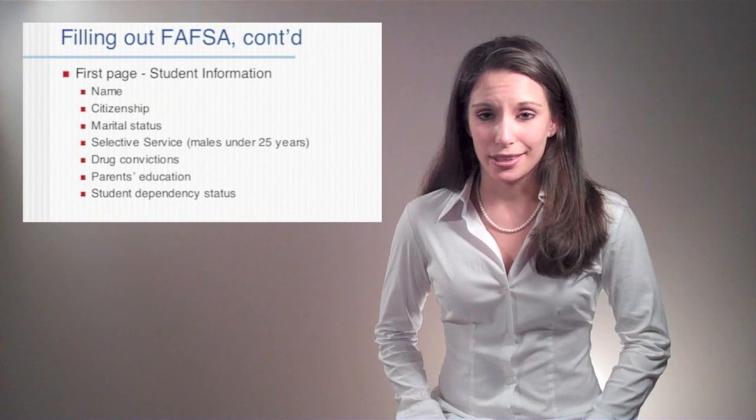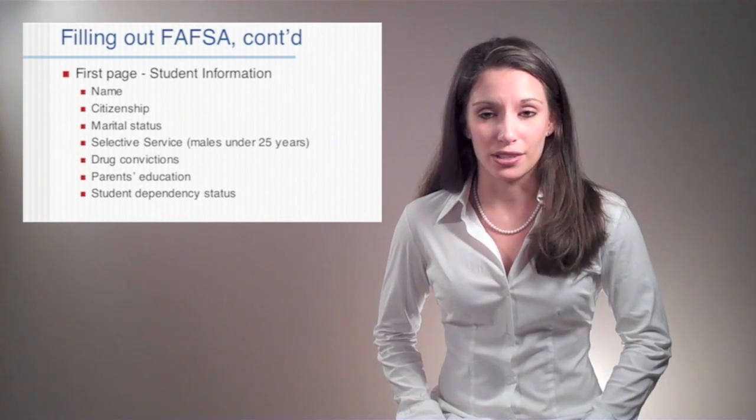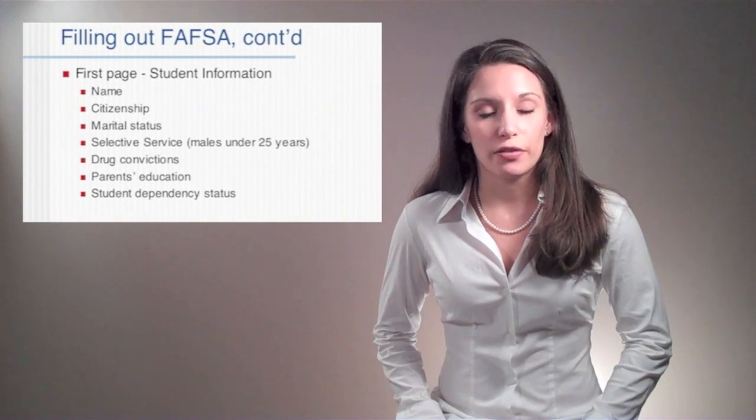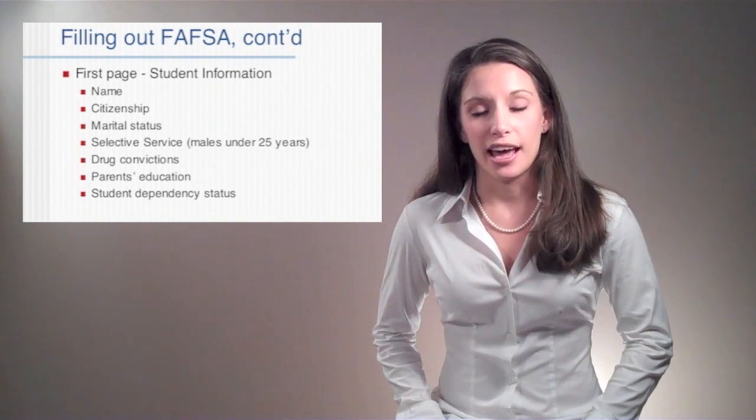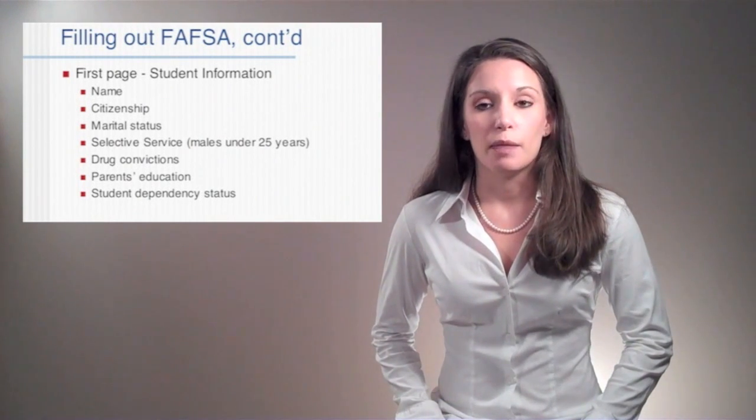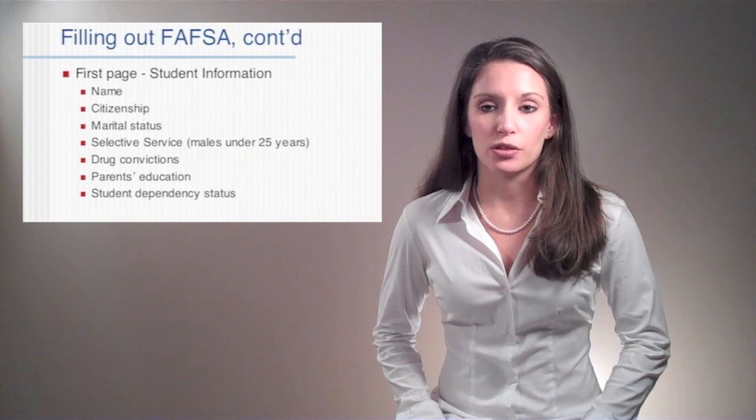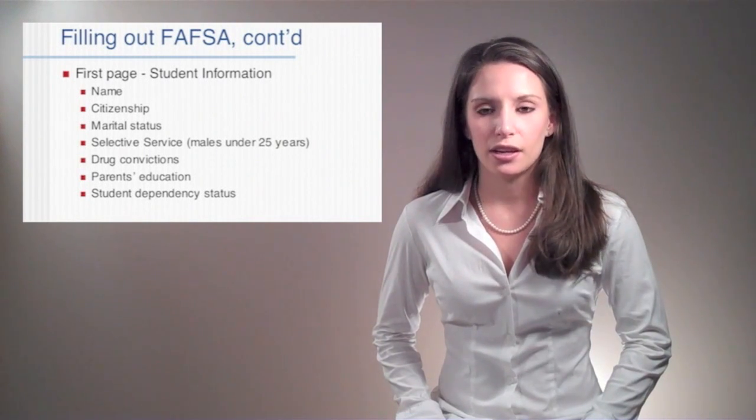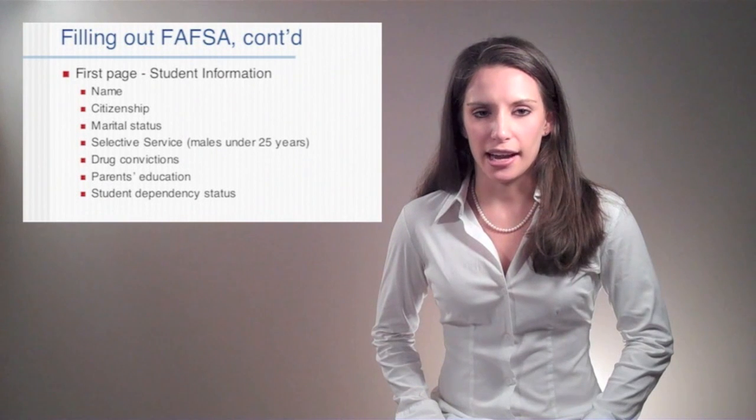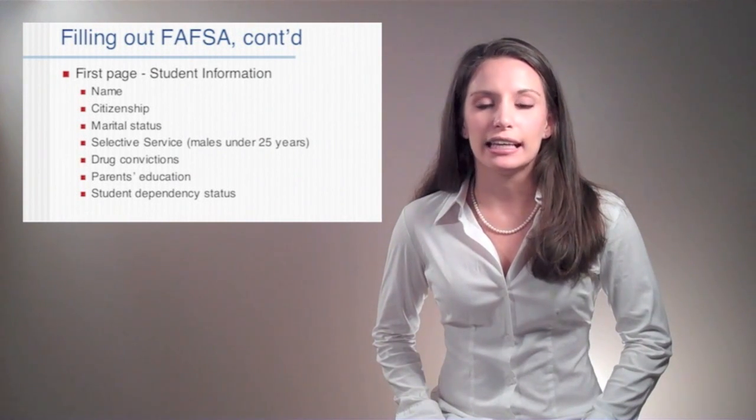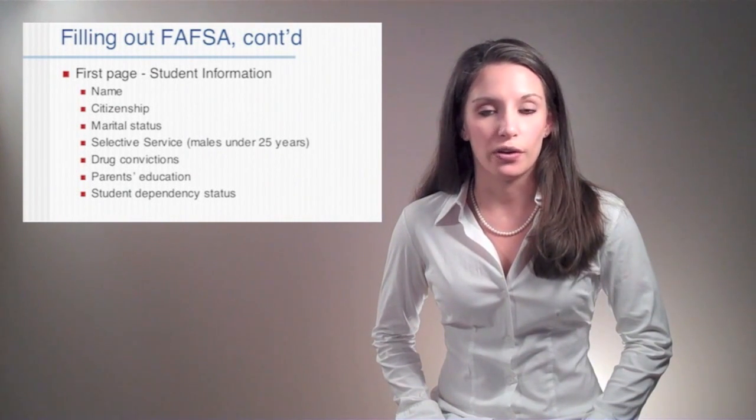It's pretty basic. Name, citizenship, and marital status. Selective service registration for any male under the age of 25. It asks about drug convictions, about the parents' education, and about the student's dependency status. A word about this last bullet. The student's dependency status is whether or not the student is legally a dependent of the parents.